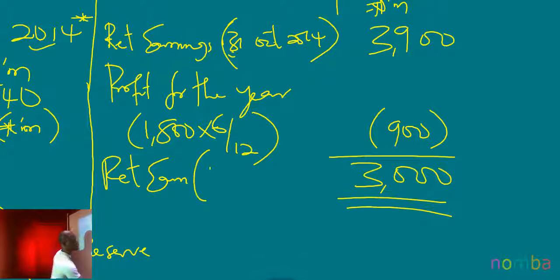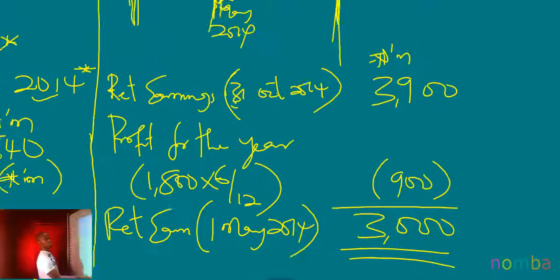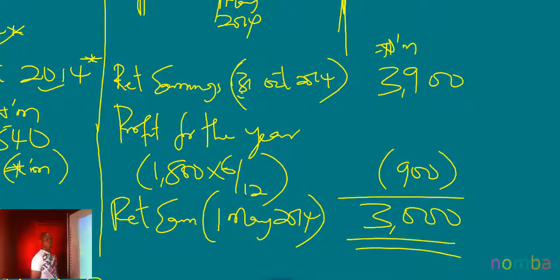Retained earnings at 1st of May 2014, and that's my pre-acquisition retained earnings. Okay, is that clear? Please, you need to master this. You have to master it. It's very straightforward. Just get used to it.